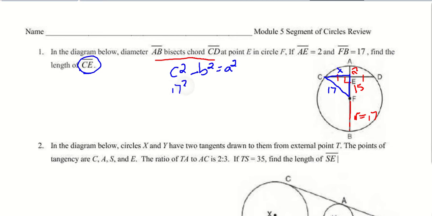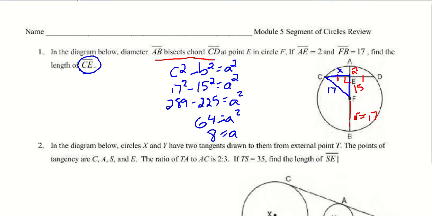And c is 17. So 17 squared minus 15 squared is equal to a squared. I believe this is 289 minus 225. Okay, and I think this comes out to be, just double checking here, 64. And so this is 8. And so that is also the length of CE. And we're good to go.